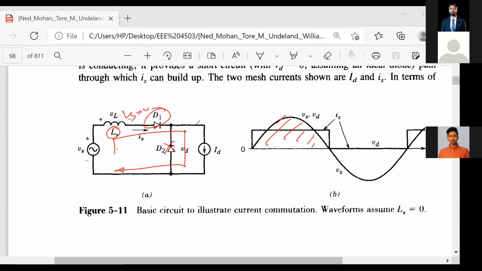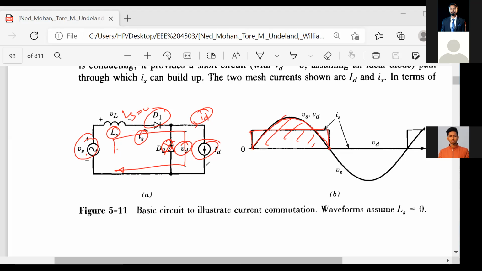So this is ID. So IS must be equal to ID, and this is the constant value. That has been plotted here for the positive half cycle. And since this one is open, of course, your output VT must be equal to VS. That is why we shall get that using like this.